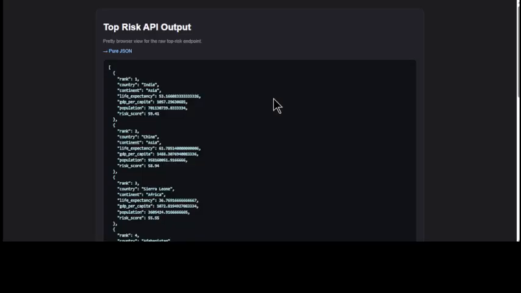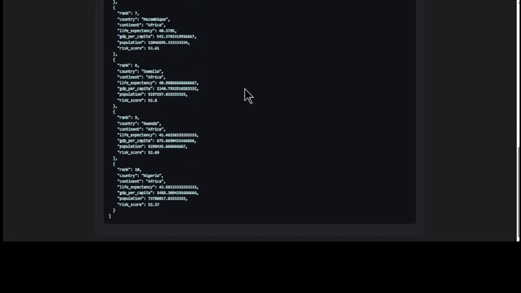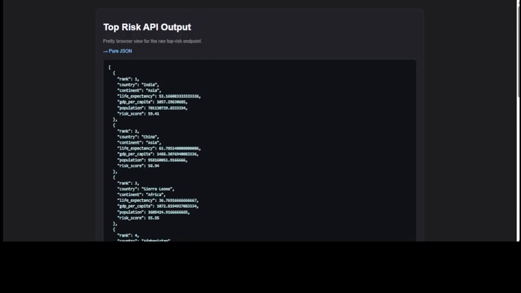Here we have an API showing another endpoint with a nice layout for data.